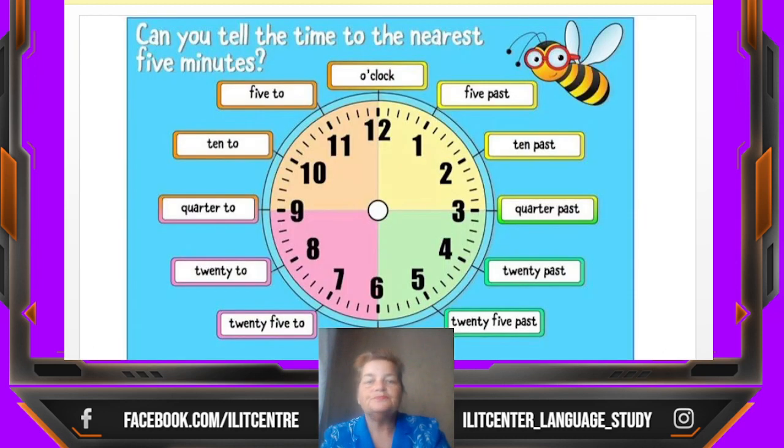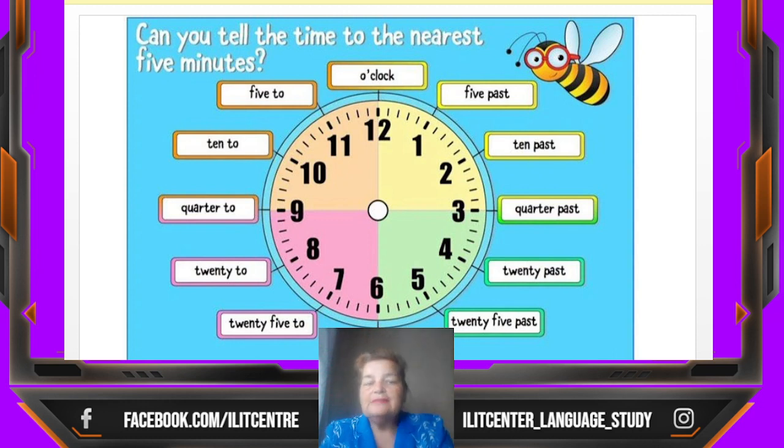Great. So, can you tell the time to the nearest 5 minutes? This is a very vivid, very good demonstration of how to tell the time in minutes round the clock. Every number here is 5 minutes. So we say 5 past, 10 past, quarter past, 20 past, 25 past, half past. Here backward, 25 to, 20 to, quarter to, 10 to, 5 to. And it's sharp o'clock. Great.